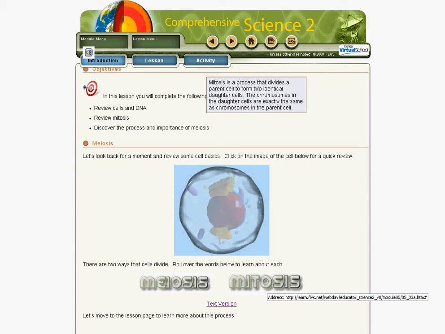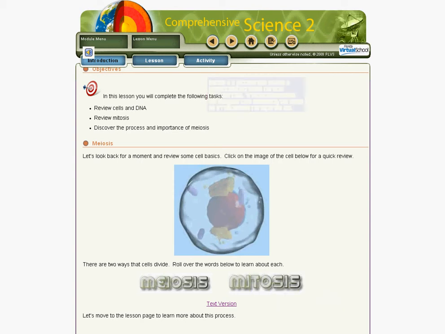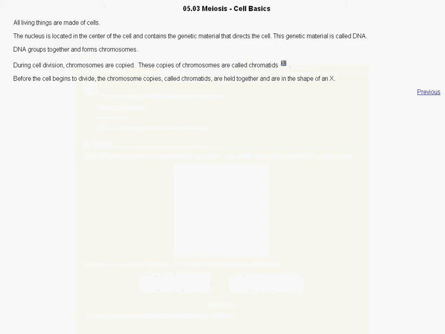Mitosis is a process that divides a parent cell to form 2 identical daughter cells. The chromosomes in the daughter cells are exactly the same as chromosomes in the parent cell. Let's move on to the lesson page to learn more about this process.